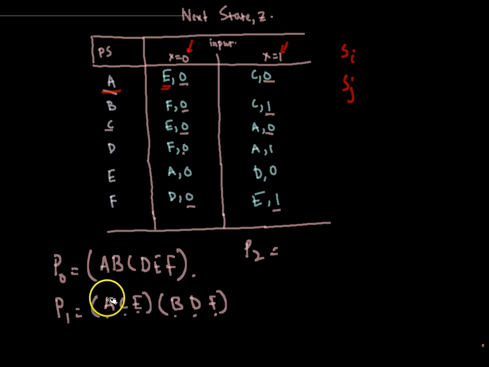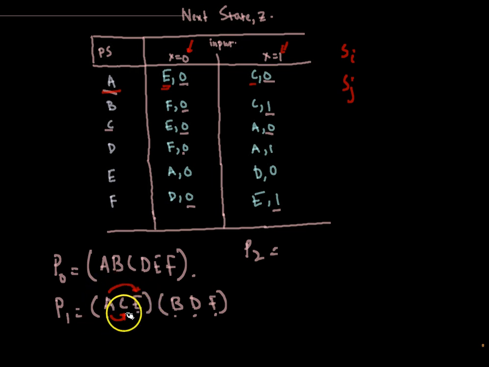And when you supply 0 to A, it goes to E, and E belongs to the same set. When you supply 1 to A, it goes to C, and C belongs to the same set. So the destination for 0 and 1 as the second input belongs to the same partition.